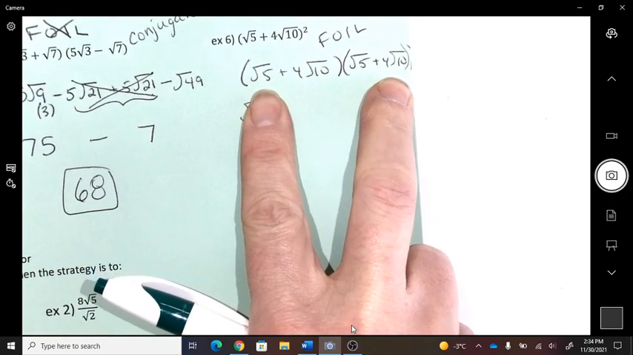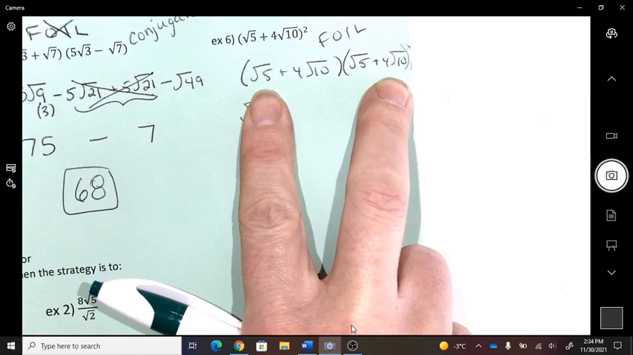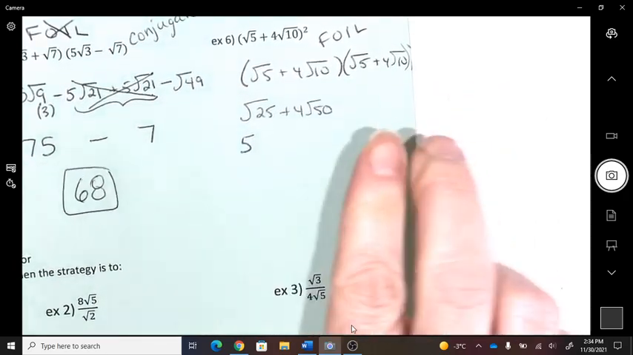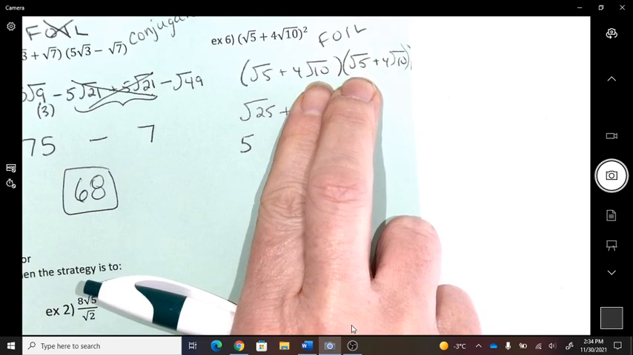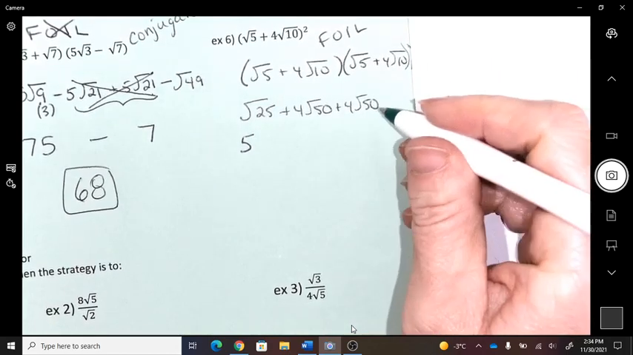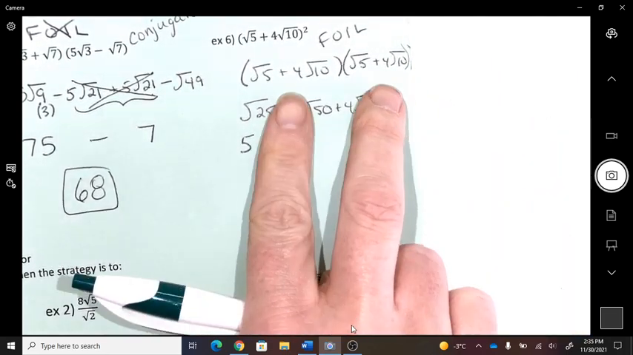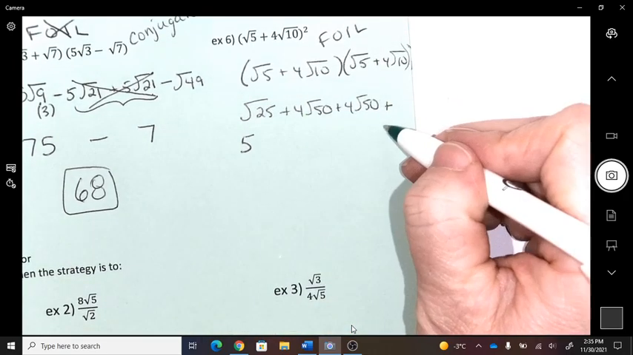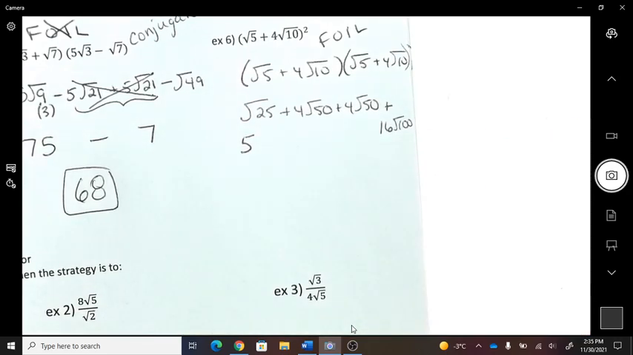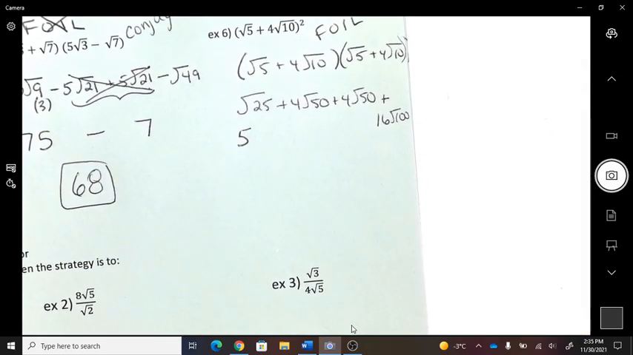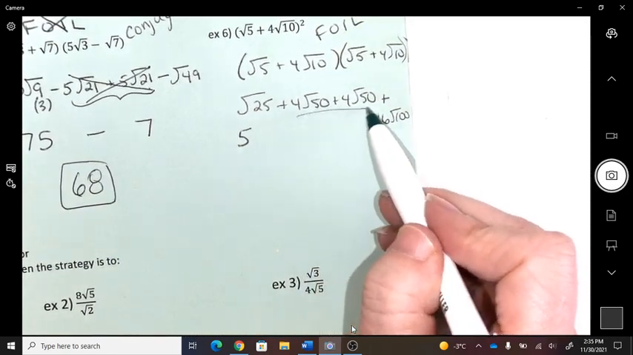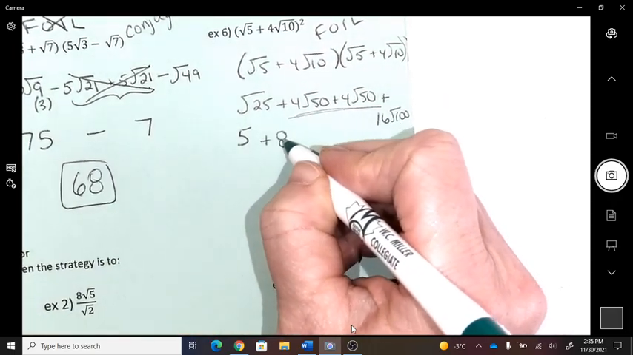What do you have on the outside? 4 root 50. What do you have on the inside? 4 root 50, plus the last, 16 root 100. Okay, so we turn that into a 5. What do you want to do here? Add them together. So 8 root 50s.